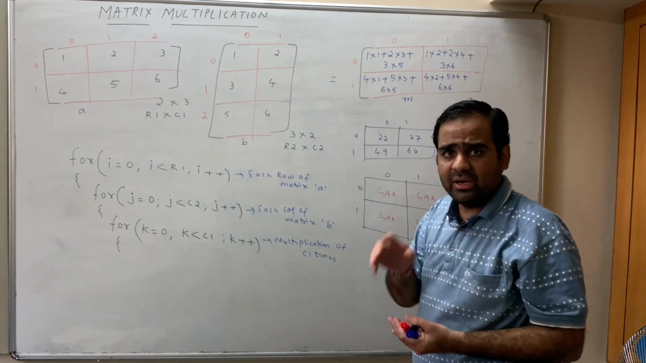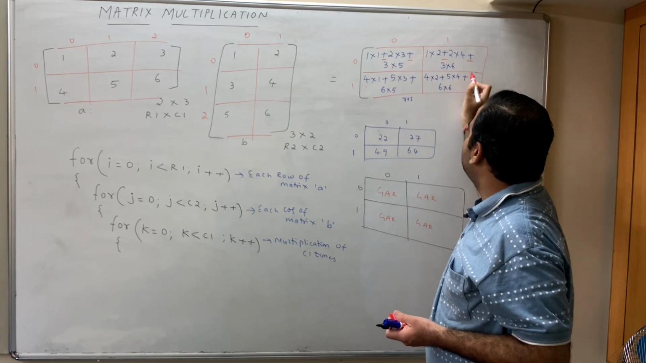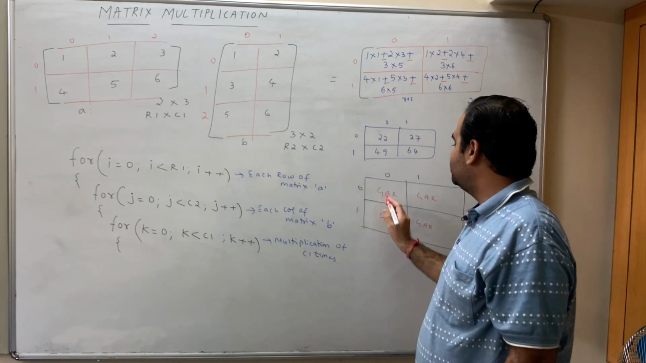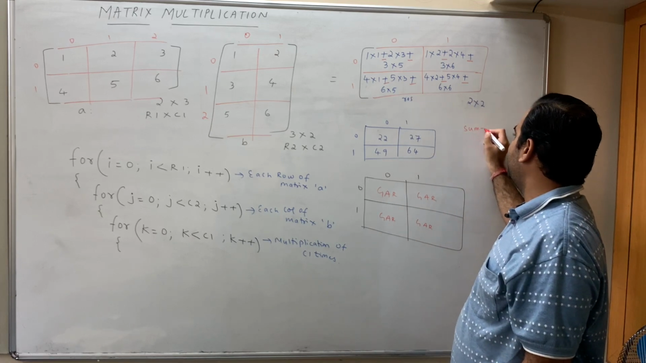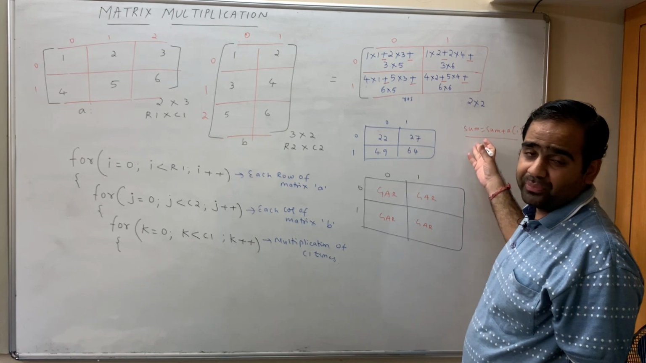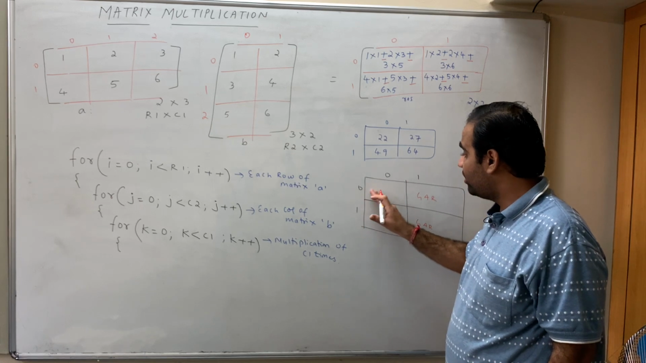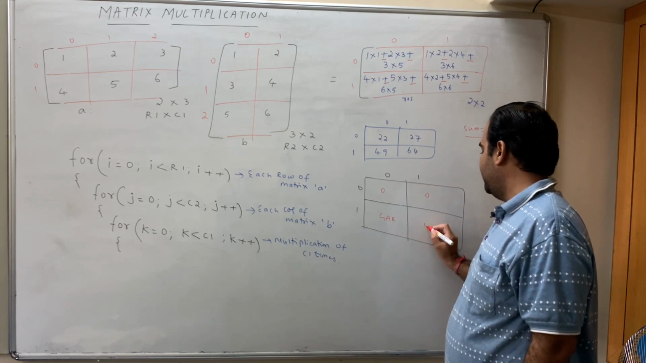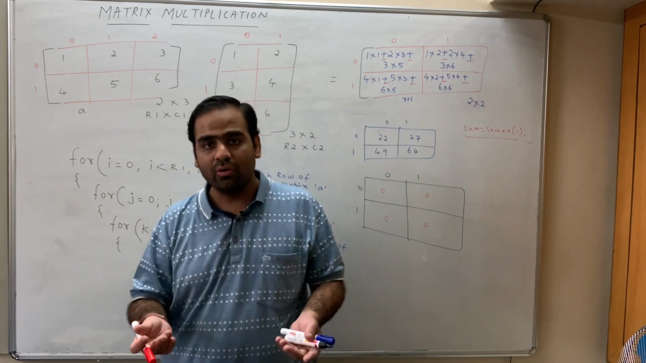Now, in the resultant matrix, I want to add. The basic operation is multiply, no doubt, but the multiplications are added next. Now, if I want to add, what should be the initial value? If I say sum is equal to sum plus a of i, what should be the initial value of sum? It should be 0. Therefore, the complete resultant matrix, we have to initialize it to 0 because we are going to add to it.